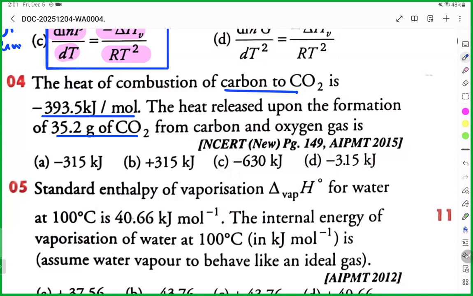सर आप रिएक्शन बता सकते हैं इसमें? Reaction is when carbon reacts with oxygen, it will form CO2. Reactant तो ये है, C plus O2. इसकी सारी वैल्यू -395.5 kJ है कुछ. हाँ. 35 सारी उसकी है CO2 की.